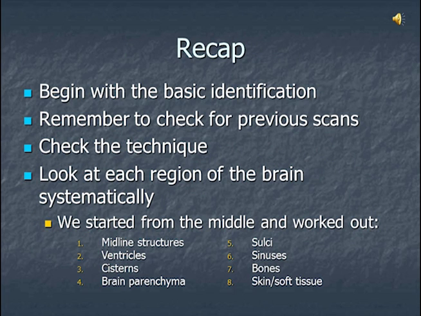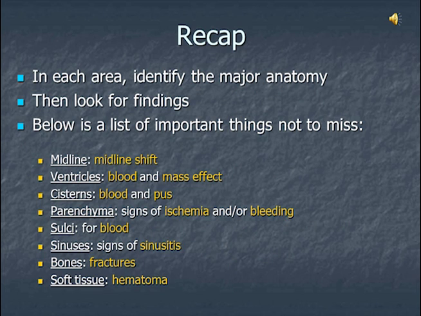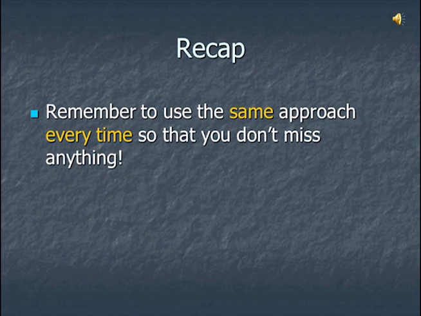To recap, before you even look at the images, start with the basic information. Check for old studies and take note of the technique. Then look at each part of the brain systematically. We started from the middle and worked our way out. In each area, identify the anatomy and look for any pathology. Here's a list of things not to miss. It is important to be consistent, so try to use the same approach every time.